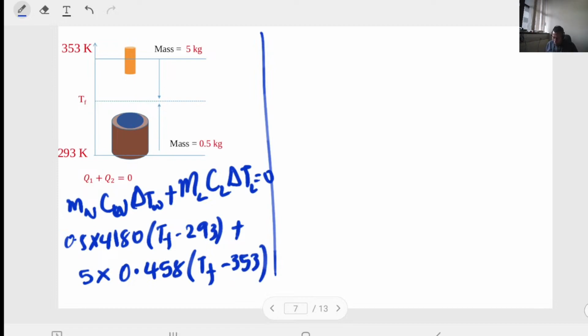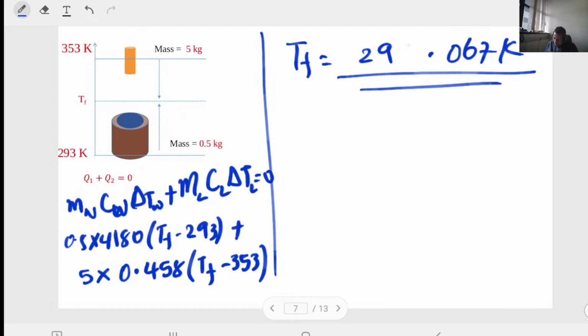353. If you solve this one, everything is there. Solve for T final. If you go through this expression, basically you have 0.5 times 4180 into T final minus 293 plus 5 times 0.458 into T final minus 353. Solving through this, T final according to this expression, I got 293.067 Kelvin. That's what I get as a final temperature.